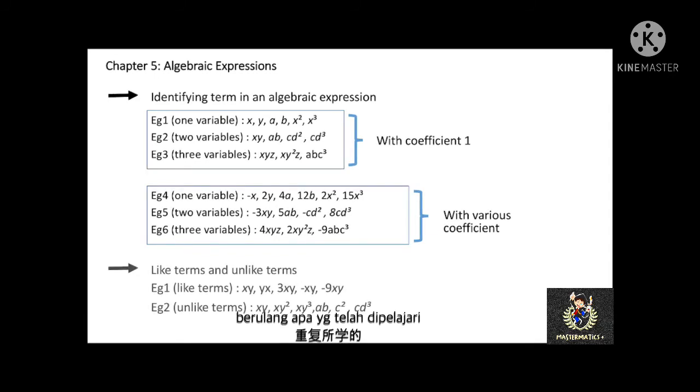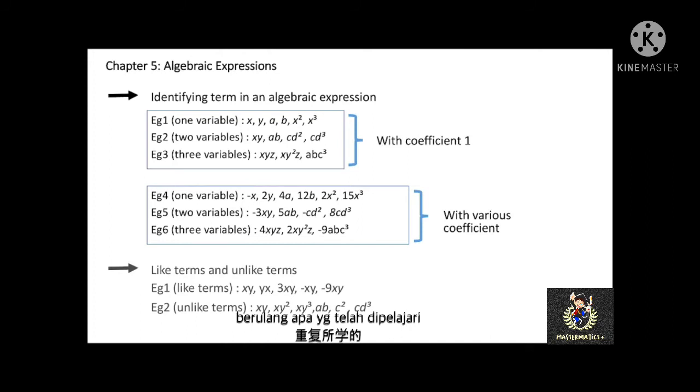And example 3 with three variables xyz, xy squared z or abc cubed. For example 1, example 2 and example 3, all the algebraic terms are with coefficient of 1. On the other hand, algebraic terms in example 4, example 5 and example 6 are with various coefficients such as -1, 2, 4, 12, 2 and 15.